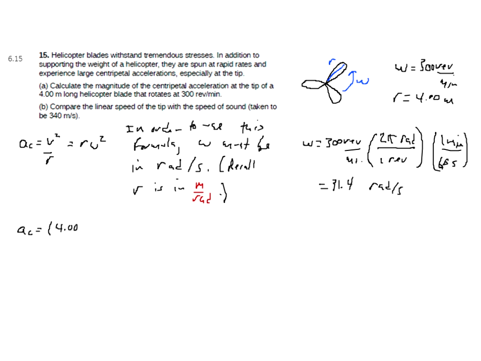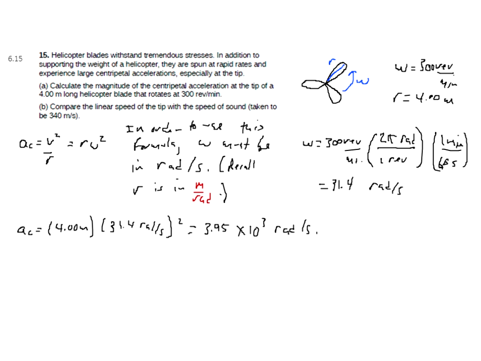So this is going to be R, 4.00 meters, times 31.4 radians per second squared. And that comes out to be 3.95 times 10 to the third.